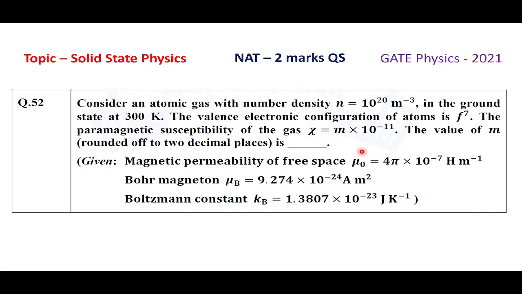You have to find the value of m here for the paramagnetic susceptibility. So some information is given. First, mu naught, the magnetic permeability of free space, is 4 pi times 10^-7 Henry per meter. Bohr magneton, you need this, mu_B equals 9.274 times 10^-24 ampere meter square, and the Boltzmann constant in joule per Kelvin is 1.3807 times 10^-23. So this information you have to use here.